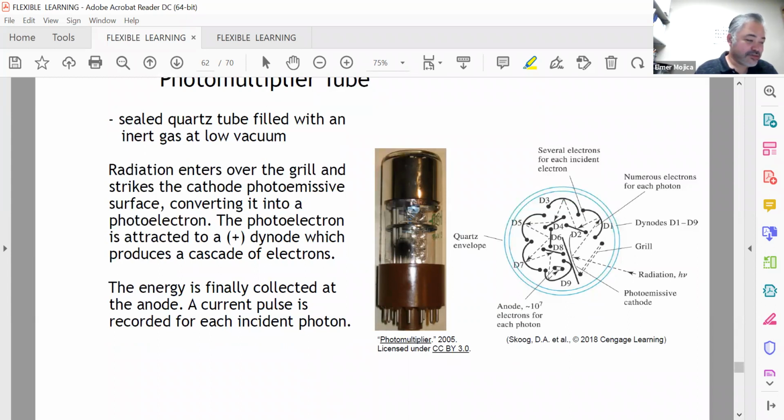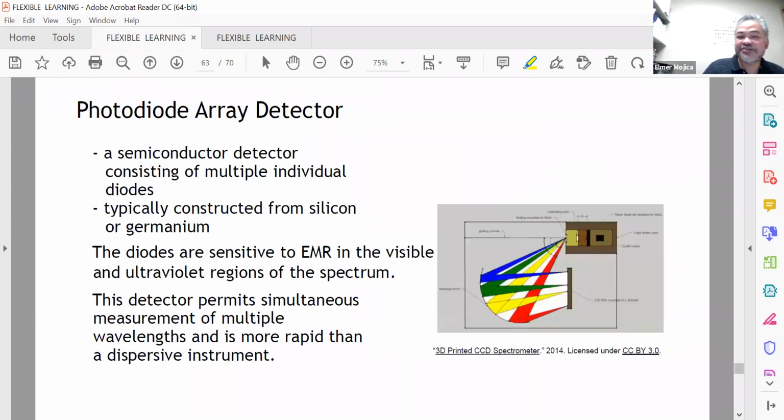I think the one that they use here is the CCD, the charge coupled device. And then the PDA, the photodiode array. This is a semiconductor detector consisting of multiple individual diodes. Typically it's constructed from silicon or germanium, which is a semi-metal or metalloid. The diodes are sensitive to the electromagnetic radiation in the visible and ultraviolet region of the spectrum.